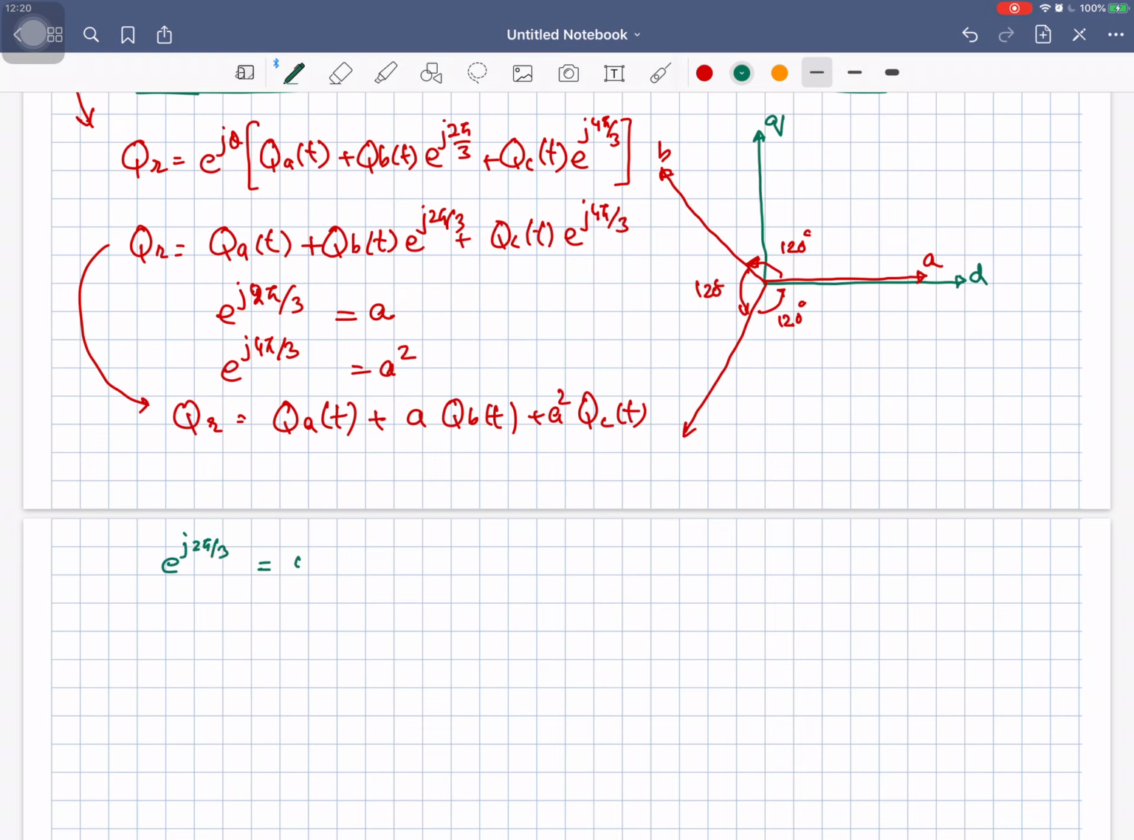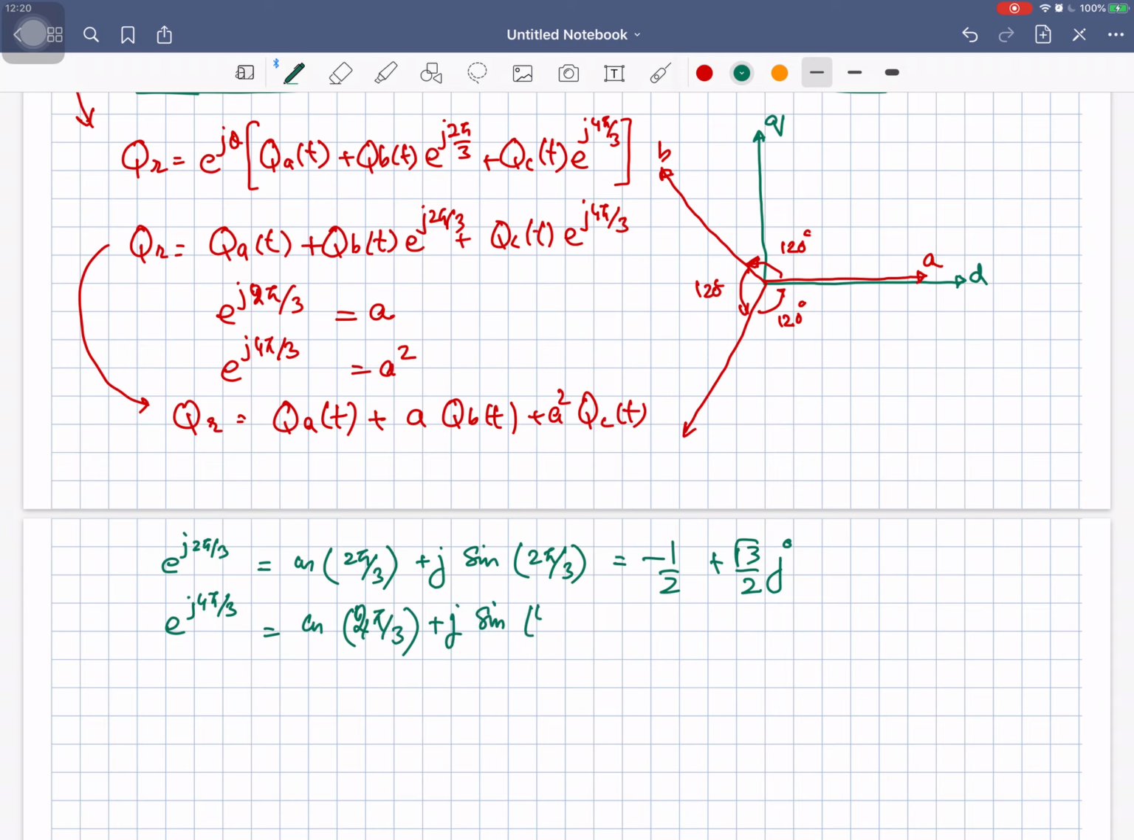Okay, so we can also write down the values for e raised to the power j 2 pi by 3. This is basically equal to cos of 2 pi by 3 plus j sine of 2 pi by 3. So this can be written as minus 1 by 2 plus root 3 by 2 j. And if we look at e raised to the power j 4 pi by 3, this is equal to cos of 4 pi by 3 plus j sine of 4 pi by 3. So this is equal to minus 1 by 2 minus root 3 by 2 j. So these are the unit vectors.